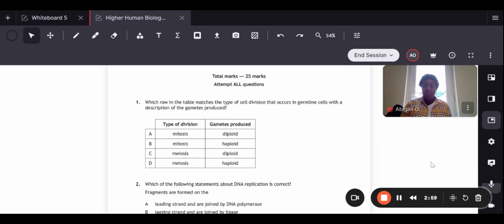Paper 1. Okay, so question number 1. Which row in the table matches the type of cell division that occurs in germline cells with a description of the gametes produced? So we've got a mixture of mitosis and meiosis as our answers, and diploid and haploid.